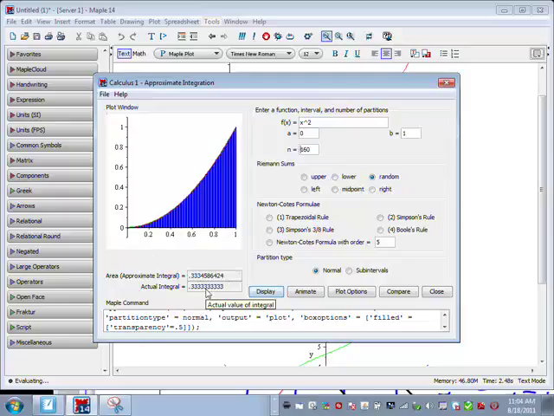Any questions on that? Our intention, of course, is to go through this process, pick a number of rectangles n, and then let n go to infinity. And that will be the definition of the integral. Okay?